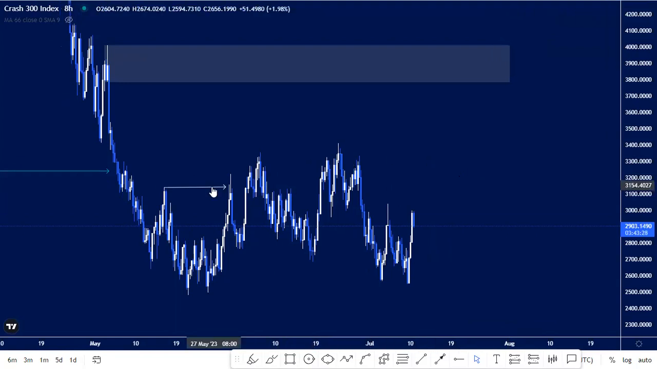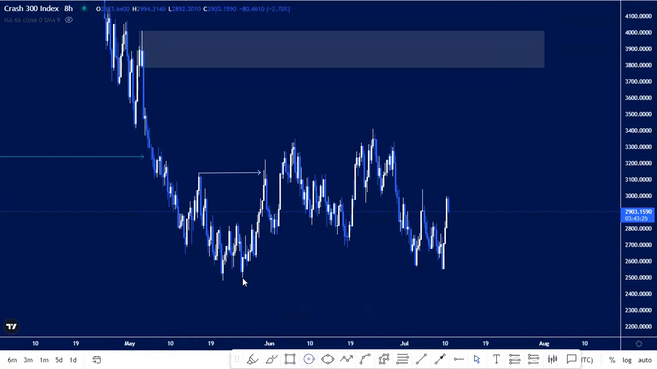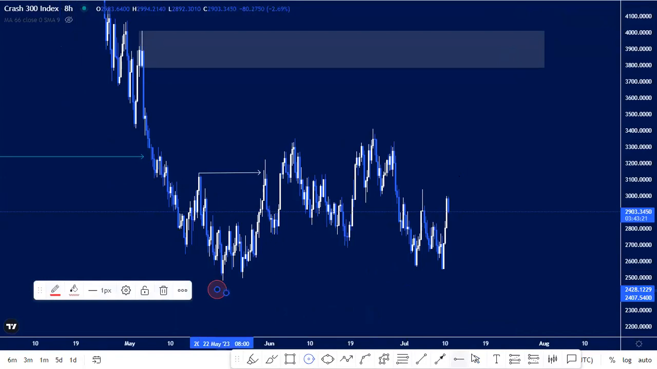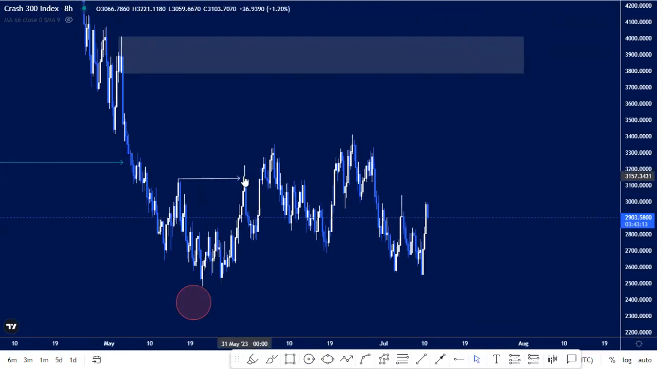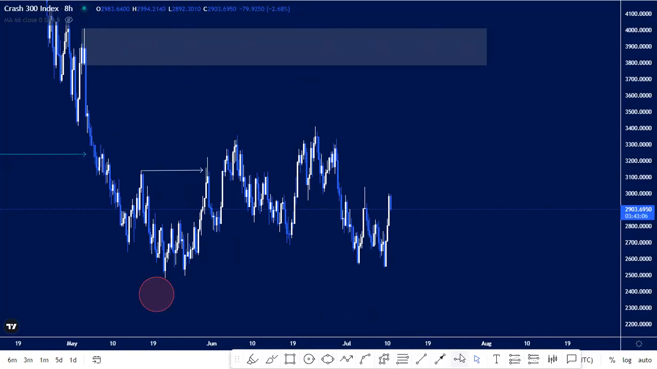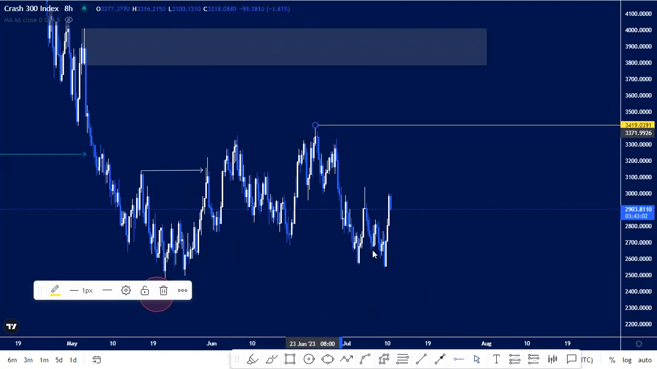So this break of internal structure here is what validated this low as our swing lower low. Those that are in the mentorship know that once we have a swing lower low, the market must go up. So it was validated here. After it's validated, we always expect a pullback before a continuation. So where are our targets now? My first target is this highest point before the market dropped.